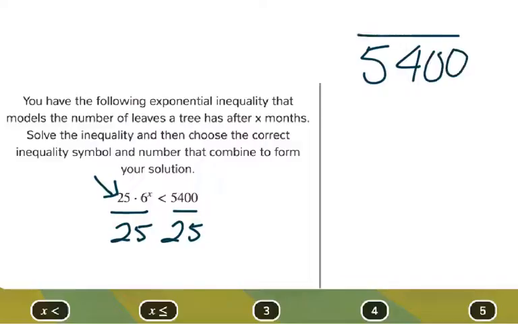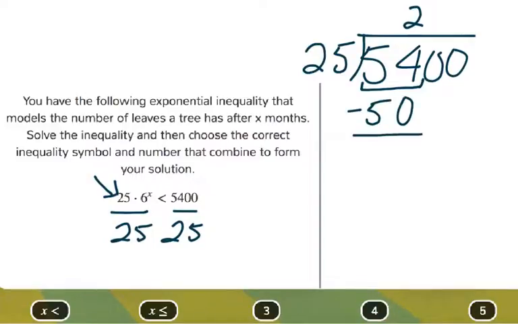5400 divided by 25. I'll work it out really quick here for you. 25 goes into 54 2 times. So 2 times 25 gives me 50. Subtract. 4 minus 0 is 4. 5 minus 5 is 0. So that cancels out. Not going to worry about that. Drop down the next 0. I get 40. 25 can't go into 40 more than once, so it's just going to be a 1 up top. 1 times 25 gives me 25.